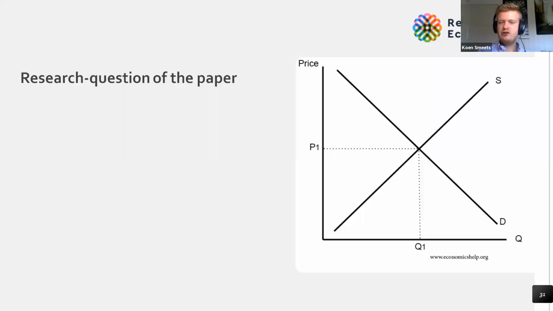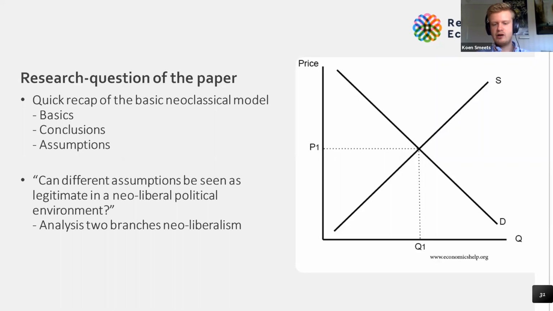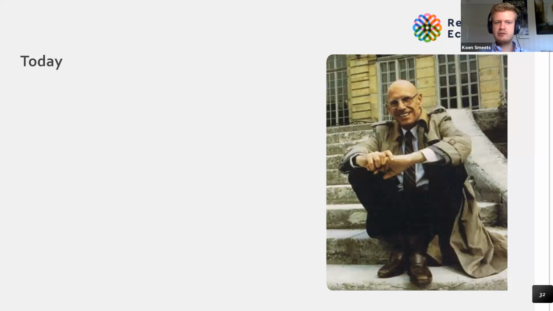Also, to bring you back to something I said earlier, see that I have included the logo of Rethink Economics on each slide. And you see this here as well. So you see the graph here and the supply and demand. I explain just that graph, and I explain the basics of it. And I go to my research question. And then I explain what we're going to do today.